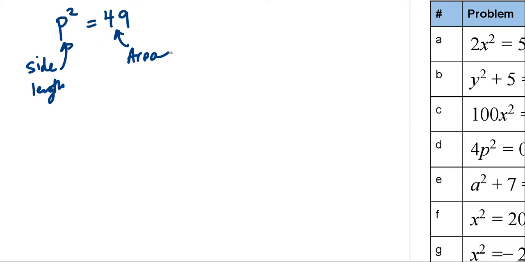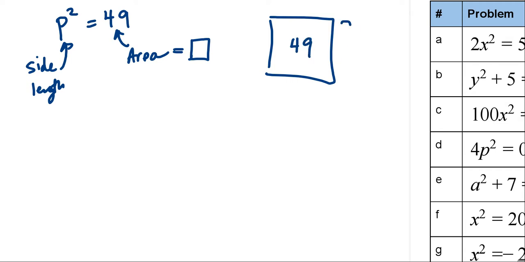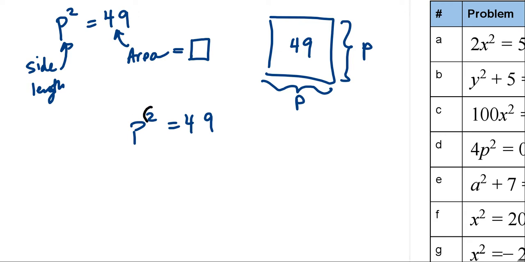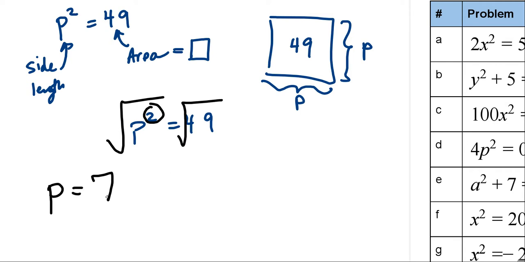We're assuming, because of what we saw last lesson, that the only way for this to be solved as an area is to form a perfect square. So if we draw it out, not very greatly, 49 is made up of p and the distance p. Algebraically, if we start off with p squared equals 49, we want to undo the operation of square, so we square root both sides. What we're left with is p equals 7.